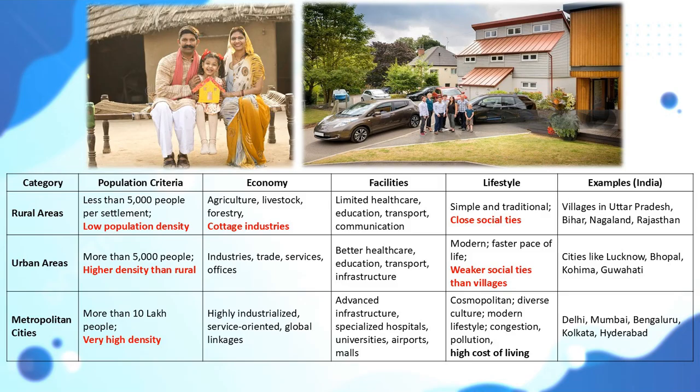Urban areas: more than 5,000 people, higher density than rural, industries, trade, services, offices, better healthcare, education, transport, infrastructure, modern, faster pace of life, weaker social ties than villages. Cities like Lucknow, Bhopal, Kohima, Guwahati.